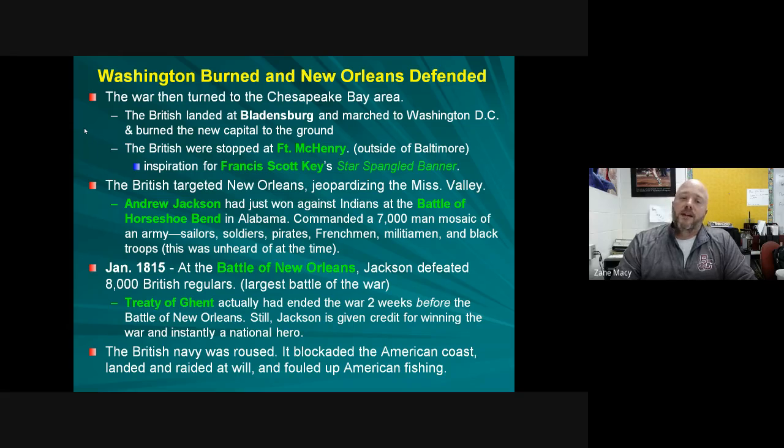The British end up being stopped at Fort McHenry, which was a military installation just outside of the city of Baltimore, and the battle at Fort McHenry ended up being the inspiration for Francis Scott Key's writing of the Star-Spangled Banner, which eventually does get adopted as our national anthem. The British then are going to target the city of New Orleans, which was also very important.